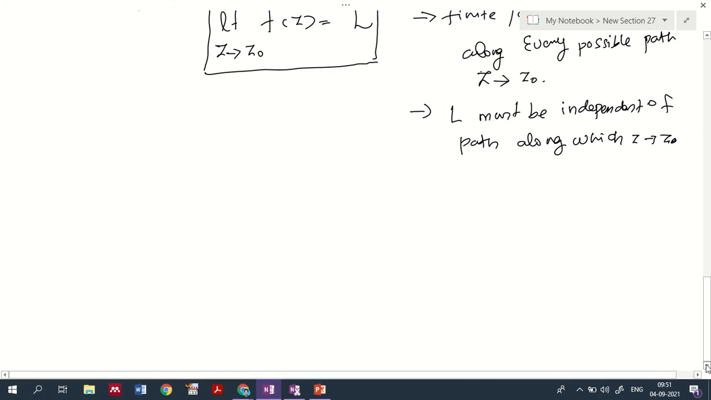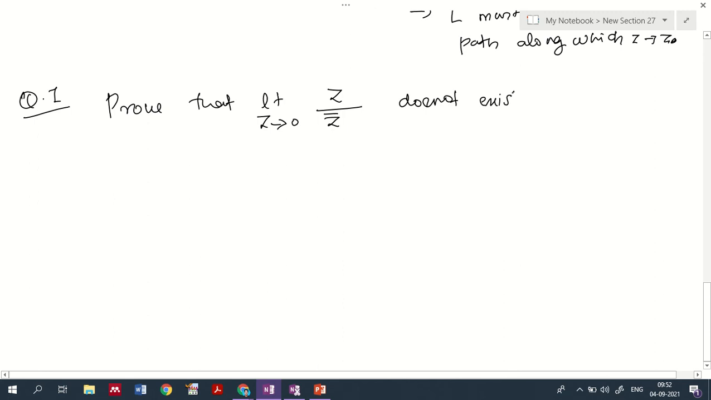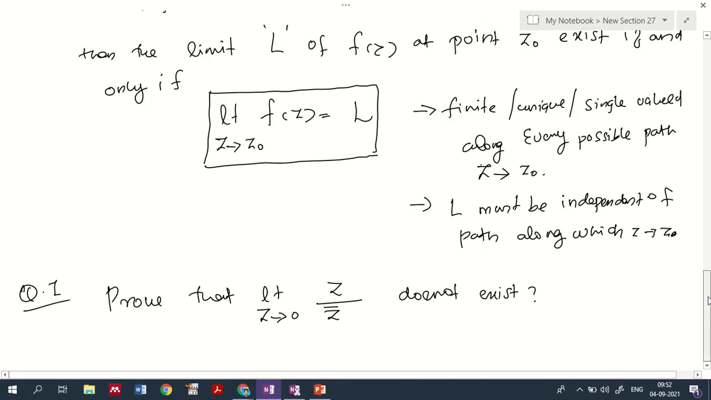The first question we will address is a representation where you have to prove that the limit as z tends to 0 of z by z bar does not exist. This is the first question regarding the existence of a limit. You can note down the representation above.